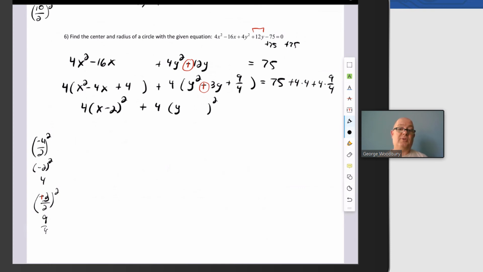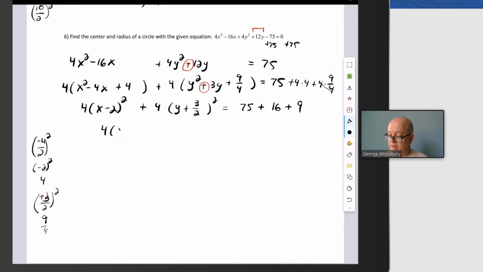All right, so back to what I was saying before I caught my mistake. The 3/2, that positive 3/2, that's going to be part of the factored form. So it's going to be y plus 3/2 quantity squared equals, and let's see what we've got. We've got 75 plus 4 times 4 is 16 plus 4 times 9/4. The 4s we can divide out, and we're left with just 9.